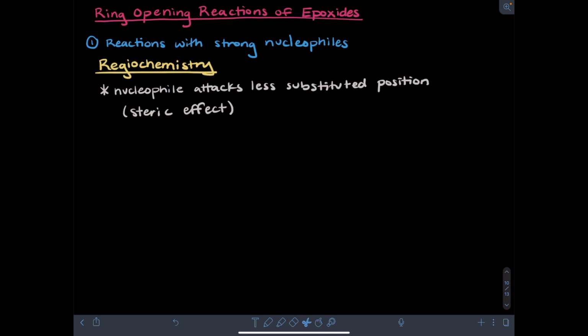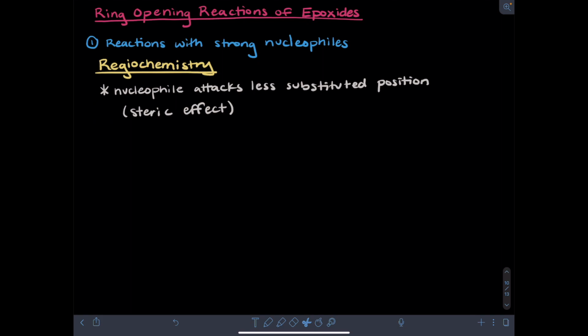So far, I've only shown you examples where you had CH2 groups on both of the carbons of the epoxide, where regiochemistry didn't matter. However, if you have substituted epoxides, you will have to consider regiochemistry. And with strong nucleophiles, nucleophilic attack will occur at the less substituted carbon of the epoxide. This is a steric effect.